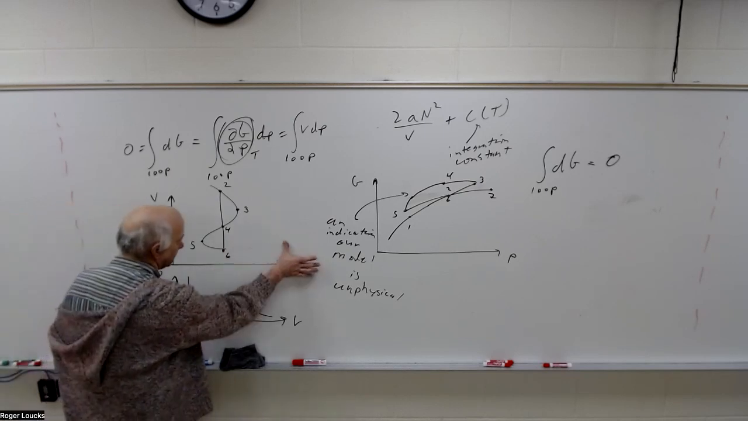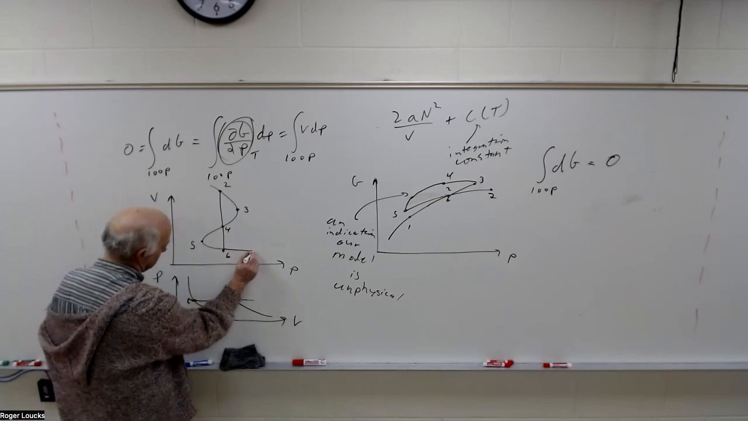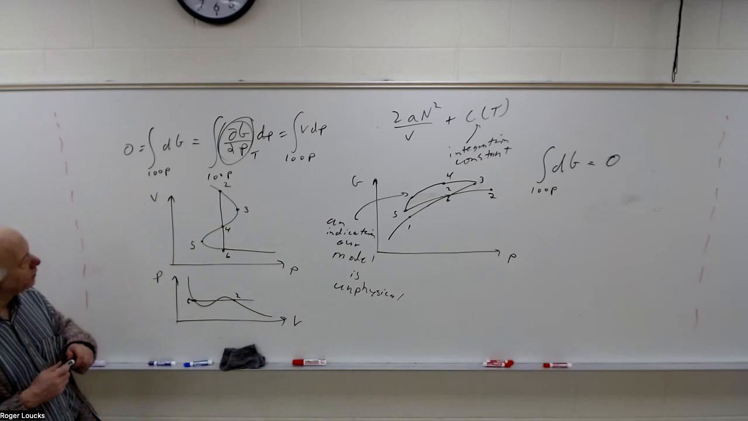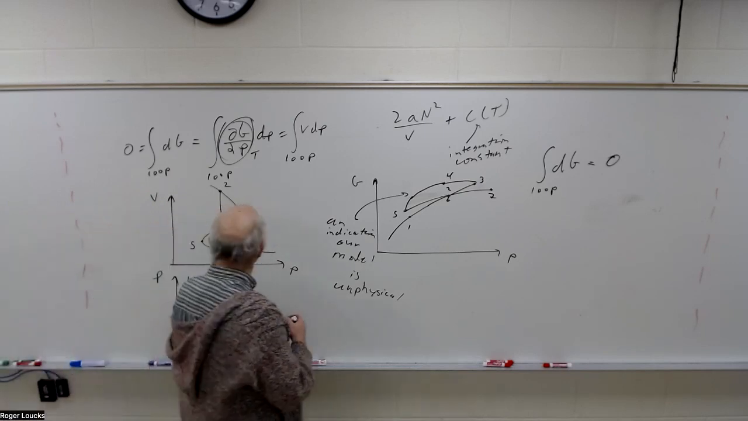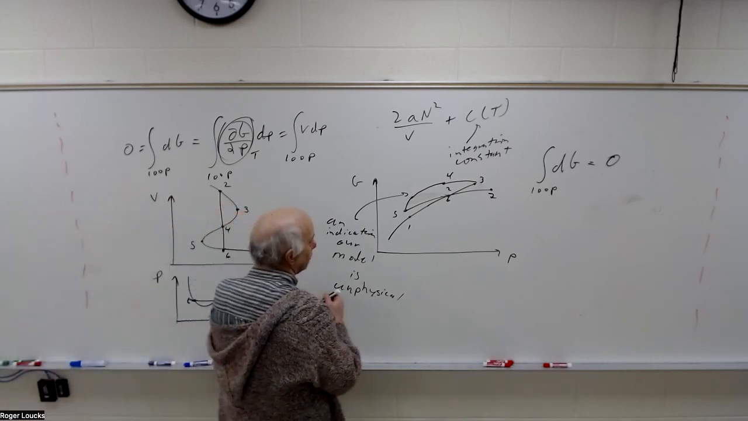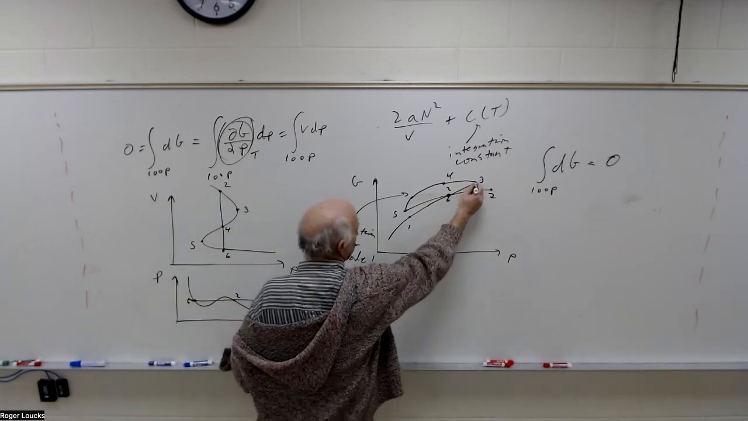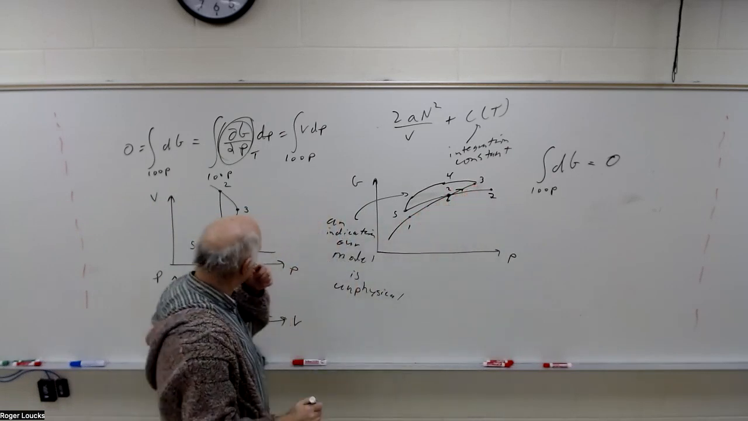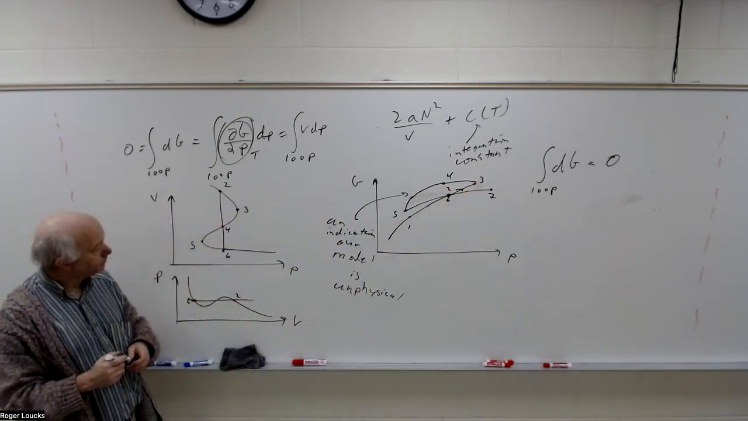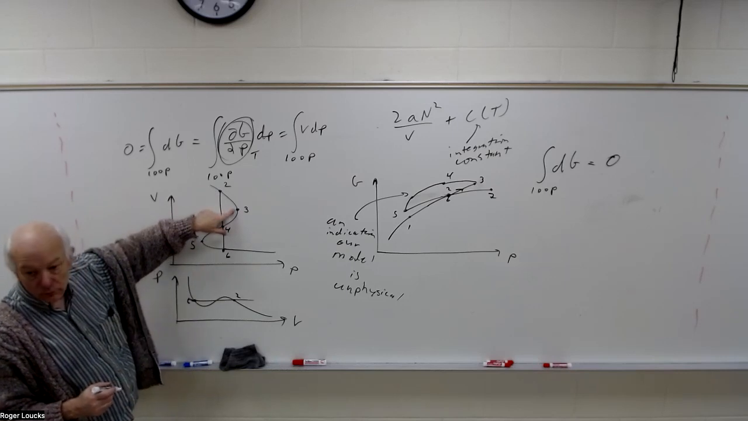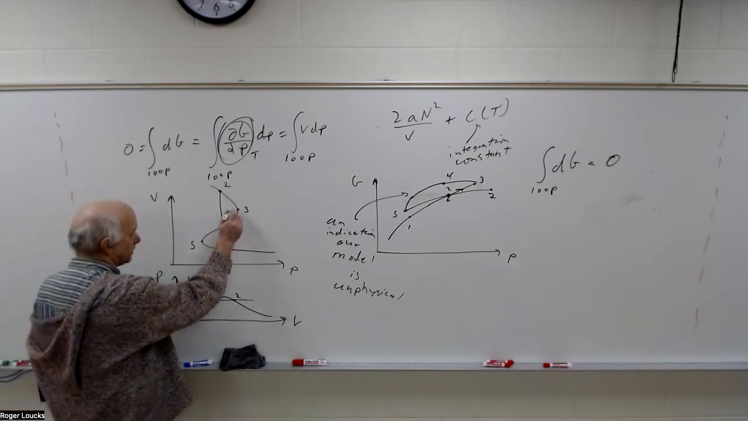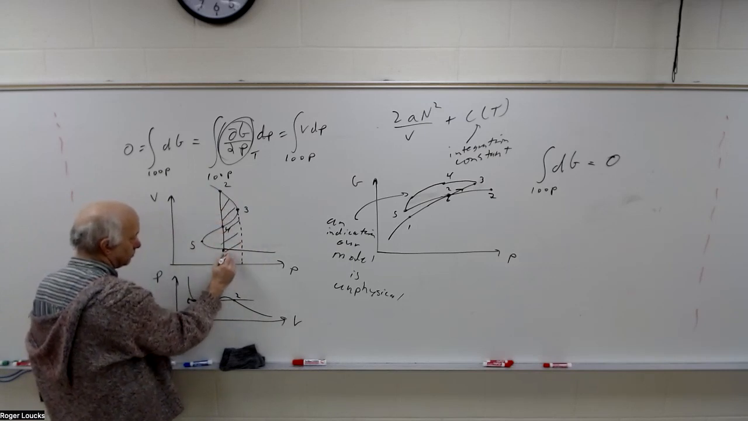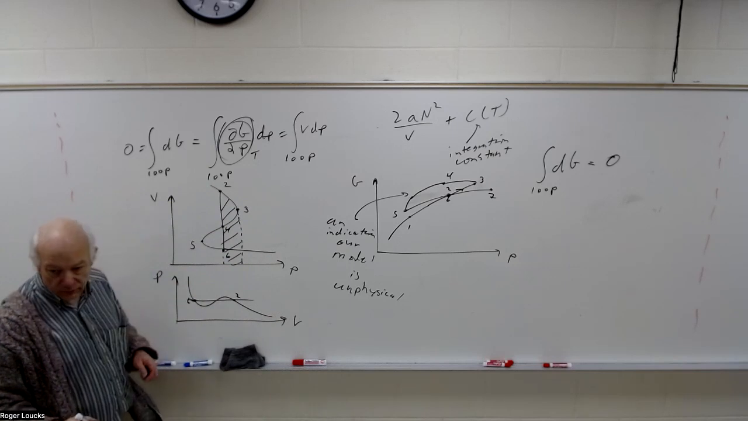That line should be bent a little bit more. Okay, so let's go around the whole loop. We're going to start at point 2, then we're going to point 3. If I go from 2 to 3 along the loop here, that's going to give me this area here. That makes sense?